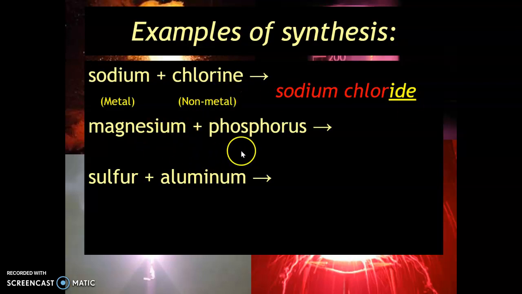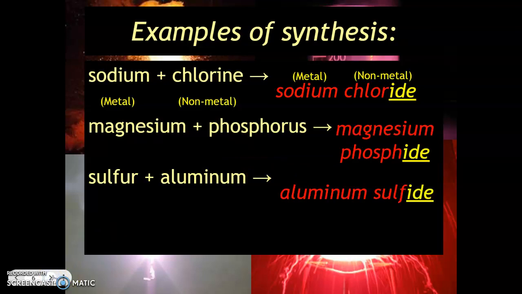All right, so then magnesium and phosphorus. So magnesium, again, a metal and a nonmetal, so we know this is going to be ionic, which will give us magnesium phosphide, right? Because again, we're just naming the metal first, and then the nonmetal, changing the ending to IDE. And then sulfur and aluminum will give us aluminum sulfide. Okay, these are all synthesis reactions. So again, 2 elements on the left will give us 1 compound on the right.